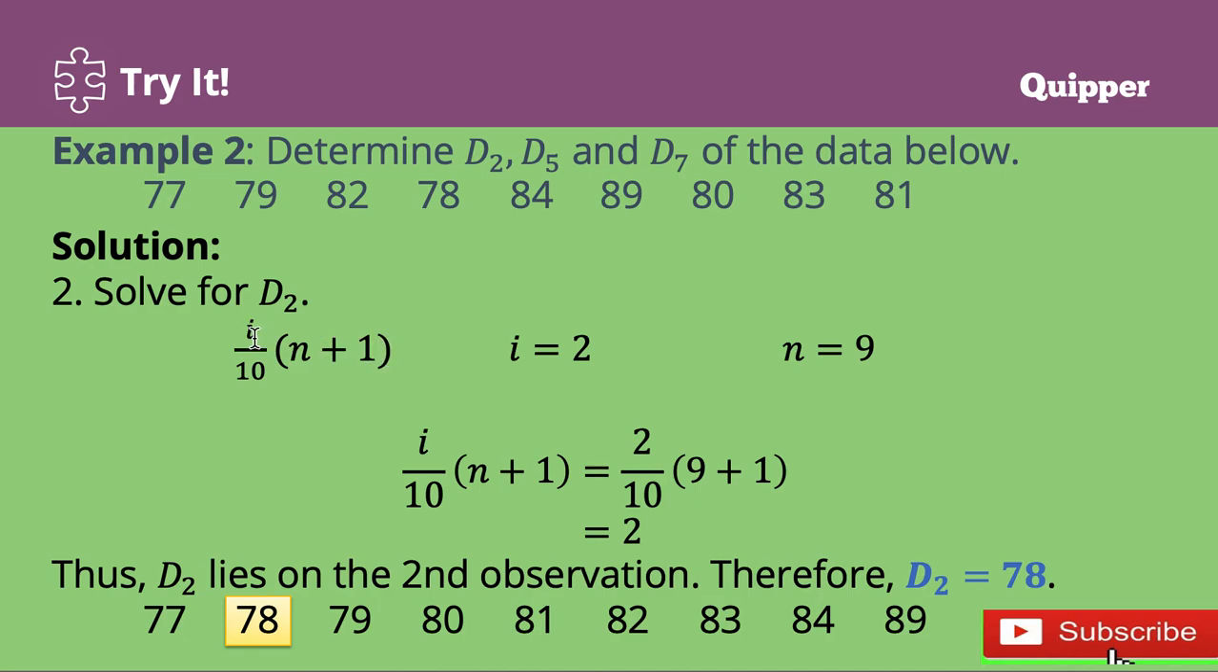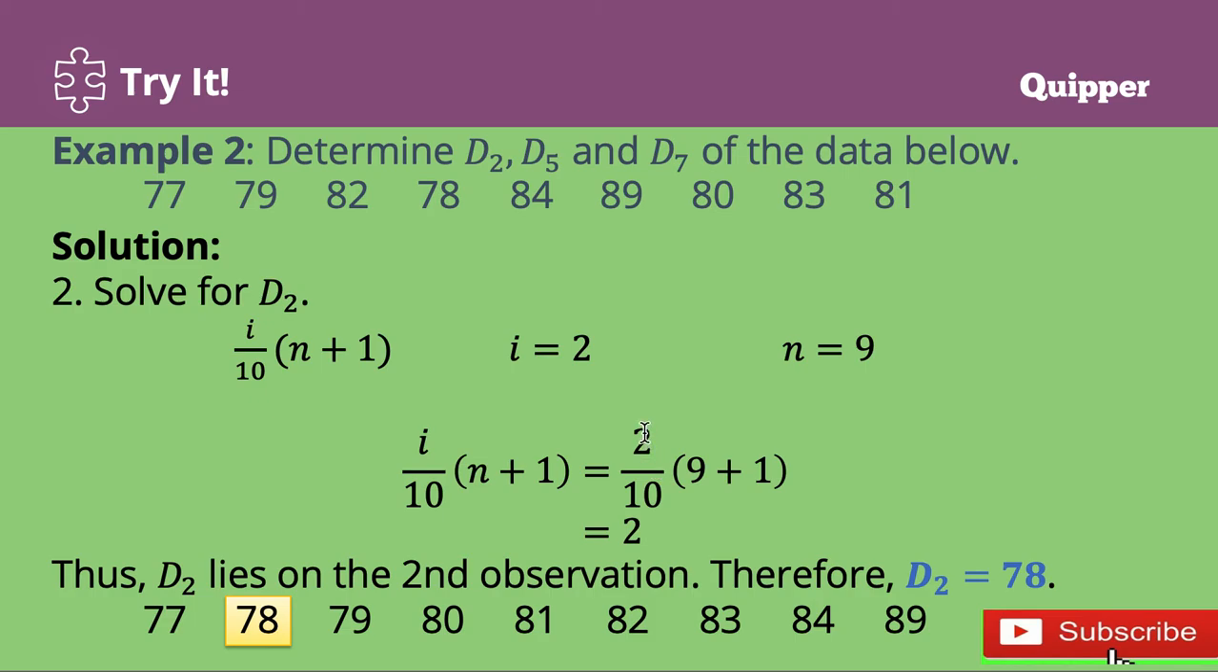With i equal to 2 since we are to find the second decile. And n is the number of observations. So 1, 2, 3, 4, 5, 6, 7, 8, 9. There are 9 observations, or 9 scores in the given set of data. This is the formula to find the location of the second decile.